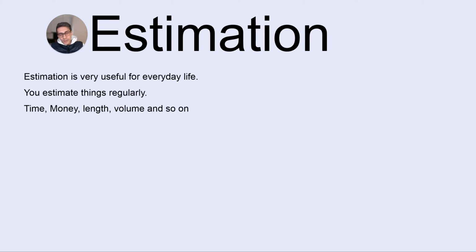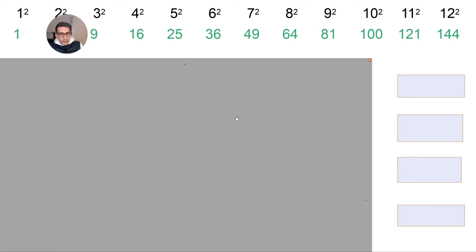So there's a balance between being accurate and being efficient. If you're accurate, it might take longer for you to work out the answer. If you're efficient, you might have a rough idea of what something is, and that might be better if you just need a rough idea. So we'll look at this example here. What you have is all the square numbers from 1 squared up to 12 squared. So they're listed in green, and you're going to use this as a rough scale to estimate the following values.